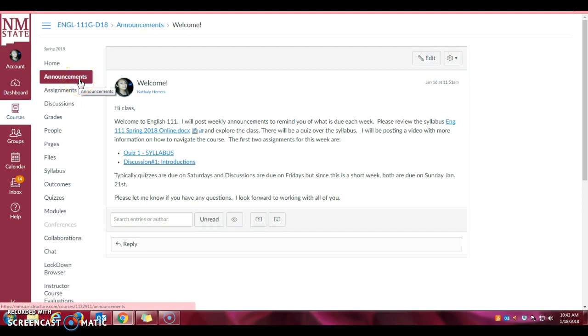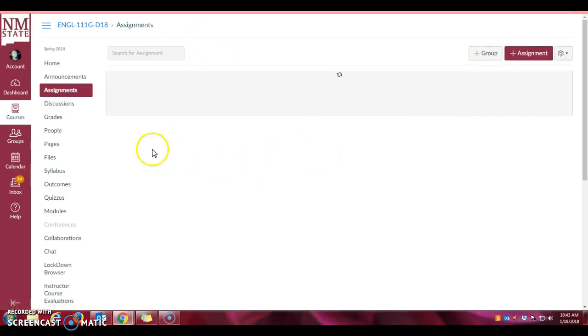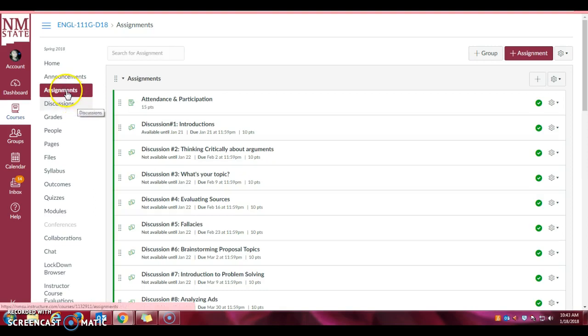If you have the Canvas app on your phone, it will notify you whenever there's a new announcement. But if you just check Canvas on the computer, it doesn't notify you. So please go ahead and check announcements every week. That's how we communicate. When you go to the assignments, that's where you will find the assignments that are available.